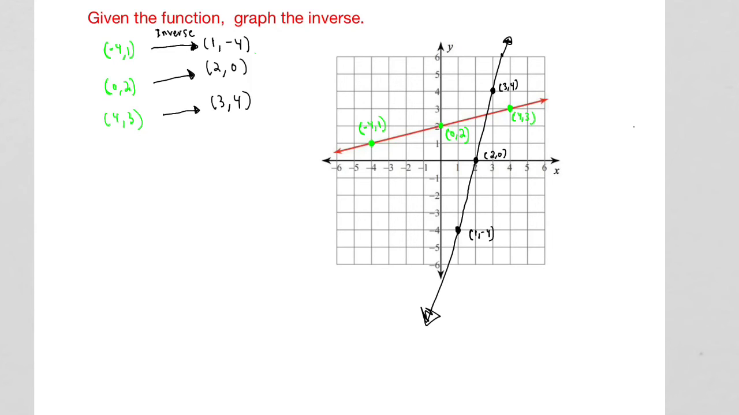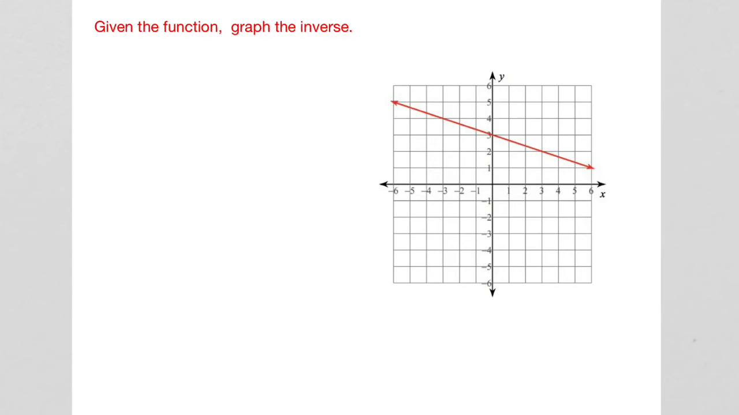So let's try one more problem. And again, I'm going to begin by grabbing 3 points on my line here. So I'm going to go ahead and grab that one, and this one. And to get the inverse, I need to reverse the order of the 3 points that I grabbed from my original line. So here I'm now going to have (4, -3), (3, 0), and (2, 3).